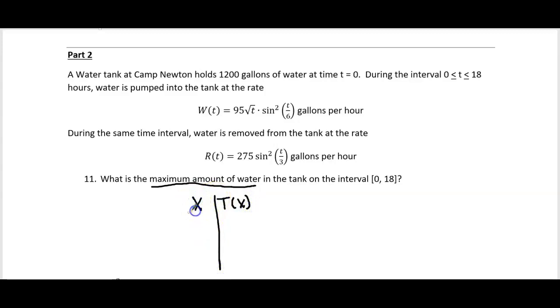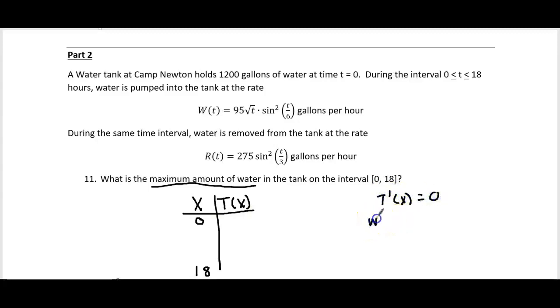And when you're looking for a maximum, unless they say relative, you can assume they're looking for an absolute maximum, which means we're going to do the candidates test. And once again, you always put your starting time in there and your ending time, as well as the critical values. The critical values are those places where the derivative equals 0.